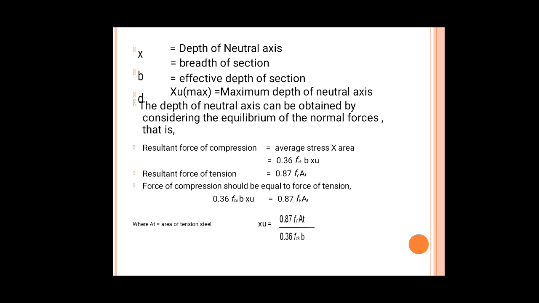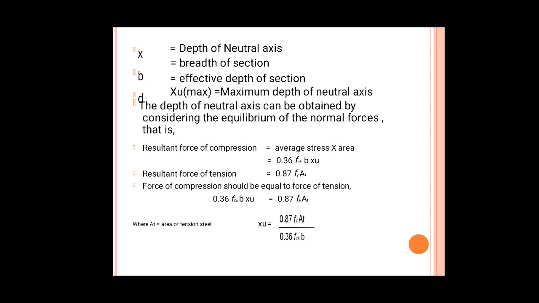Now what do we mean by x? Where x is equal to the depth of neutral axis. So what do we mean by neutral axis? The neutral axis is that axis which divides a beam into two parts, the compression zone and the tension zone, where b is equal to the breadth or width of the section, small d is known as the effective depth of the section, and Xu max is the maximum depth of neutral axis.